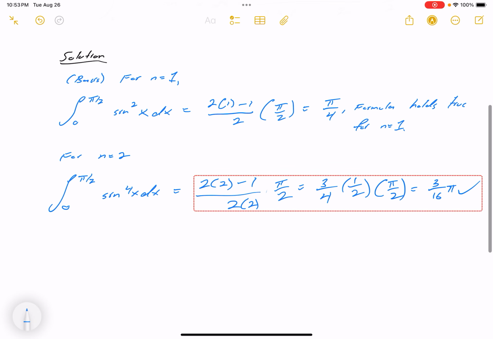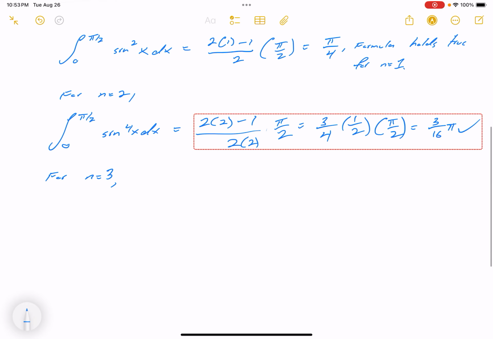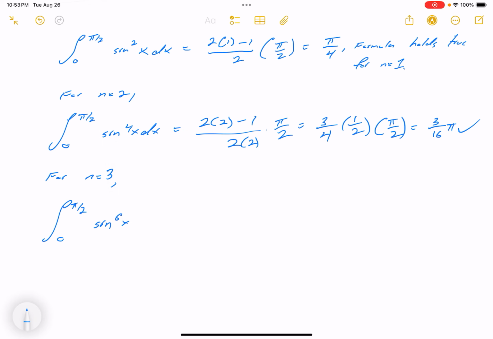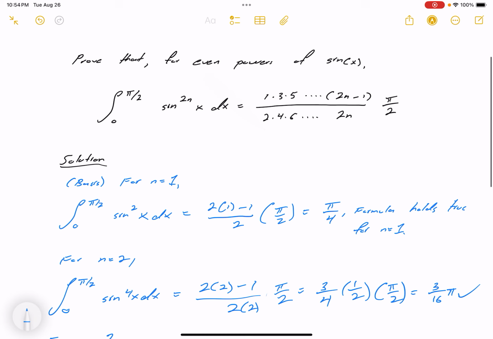So let's do just one more. I like to do one more instead of just 2. So n equals 3. For n equals 3, let's see what we got. The integral from 0 to pi over 2 of sine to the power of 2 times 3, that's sine to the 6th power x, an even power, dx is equal to, again, since we are in the third term, we're going to multiply this one, that one, and this one.